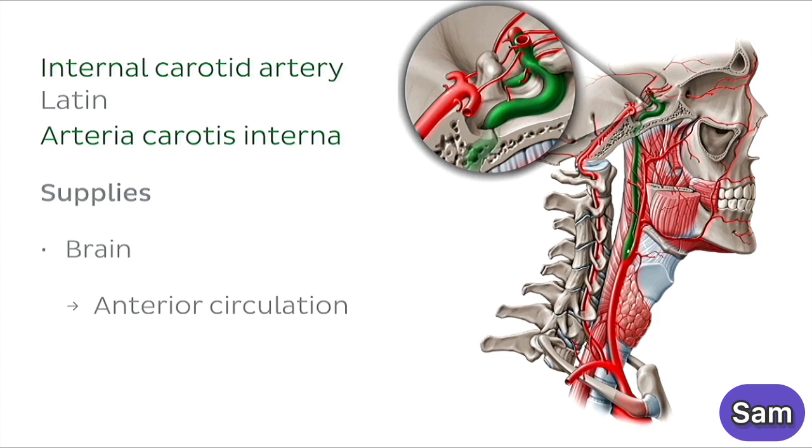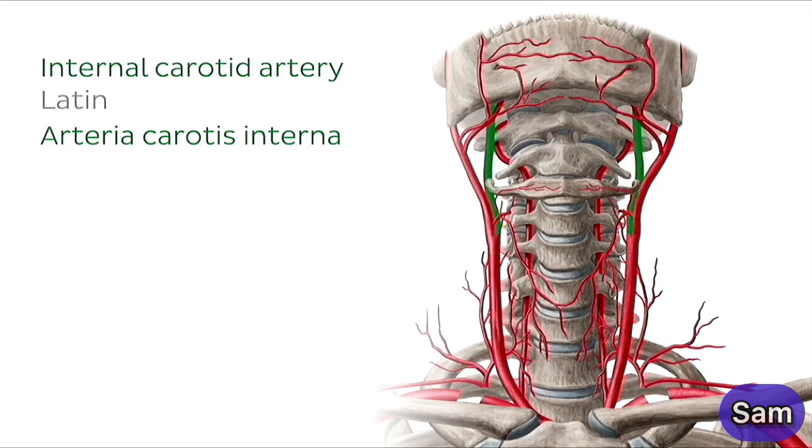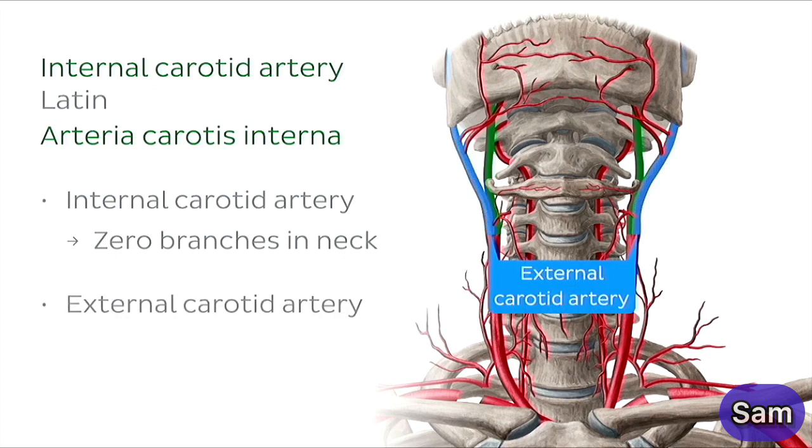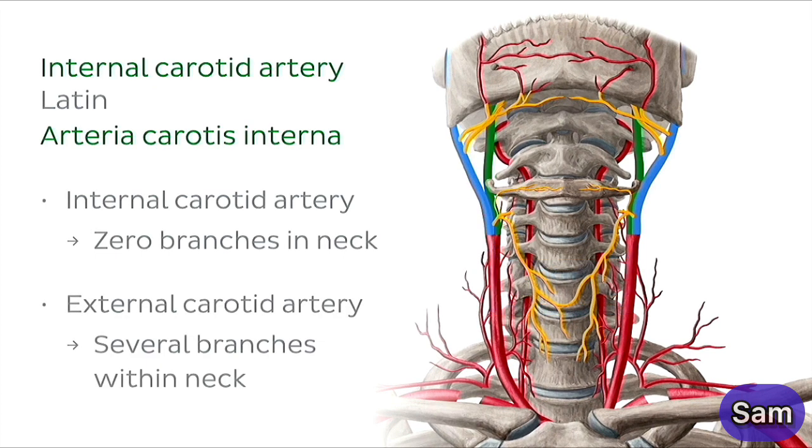An easy way to tell the external and internal carotid arteries apart is by looking at their branches. The internal carotid artery gives off 0 branches in the neck and only begins to branch within the cranial cavity, whereas the external carotid artery, as we've already seen, gives off several branches within the neck. Let's take a look at some of the branches of the internal carotid artery now.